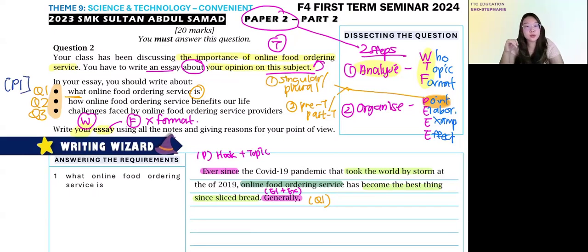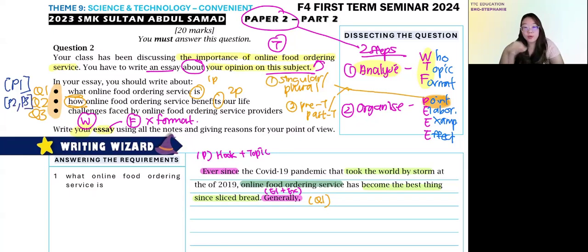Then we move on to our Q2, how online food ordering service benefits our life. So again, we talk about how. So we need to show the ways or demonstrate real life examples. Okay, benefits our life. Here we did use "benefit" with an S, which means you need to use more than 2 points, and there are no traces of past tense, so we're going to go with present tense as well. Okay, and since there are two, most likely we will be putting them into paragraph 2 and paragraph 3.